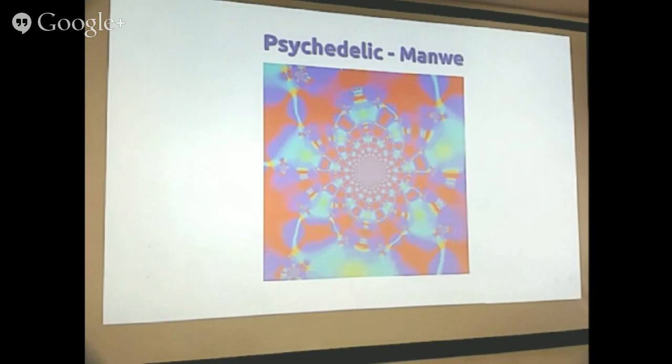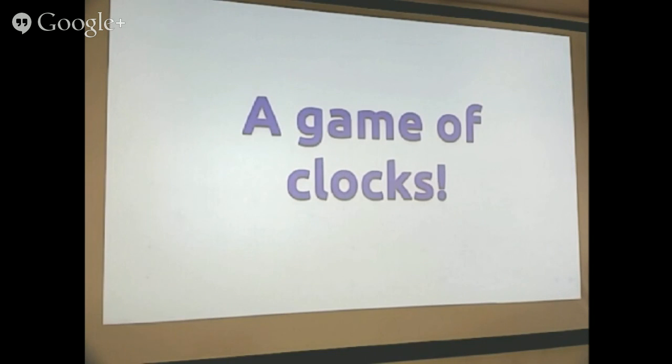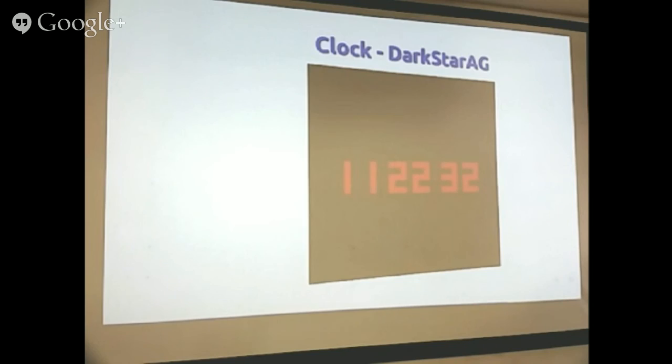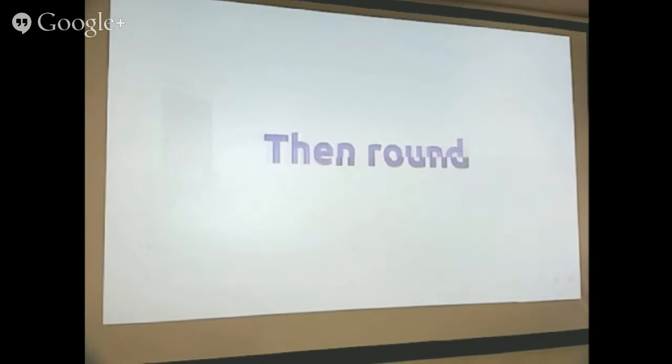And then a game of clocks. We started with Darkstar, coming up with a simple clock that he's done in a very small amount of code. This is shockingly hard in this framework because you don't have the ability to plot individual pixels. You have to come up with the equations. This was followed, of course, by a rounded version of said clock. It is the time of day. It is the time of day, indeed.